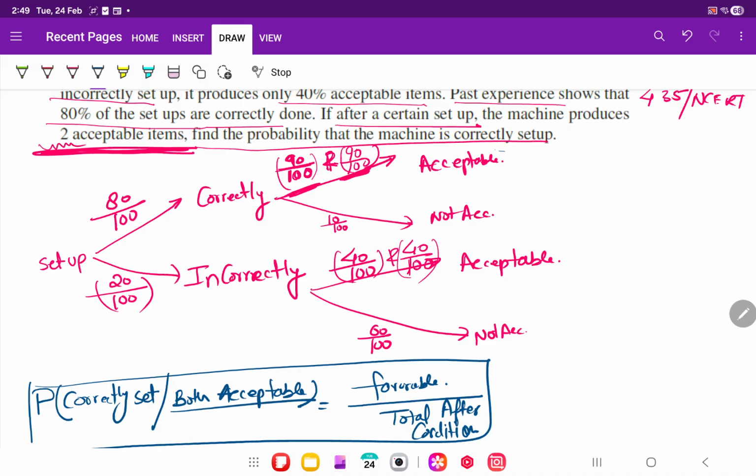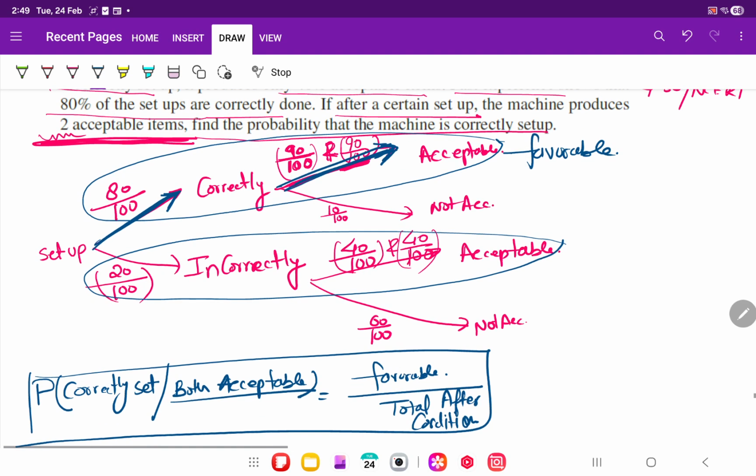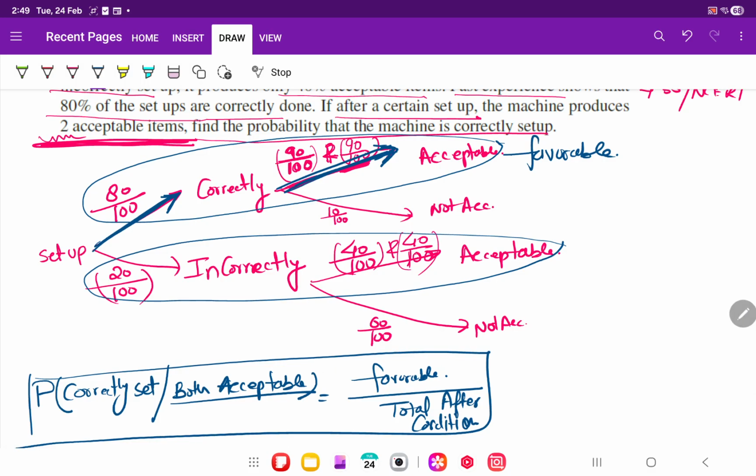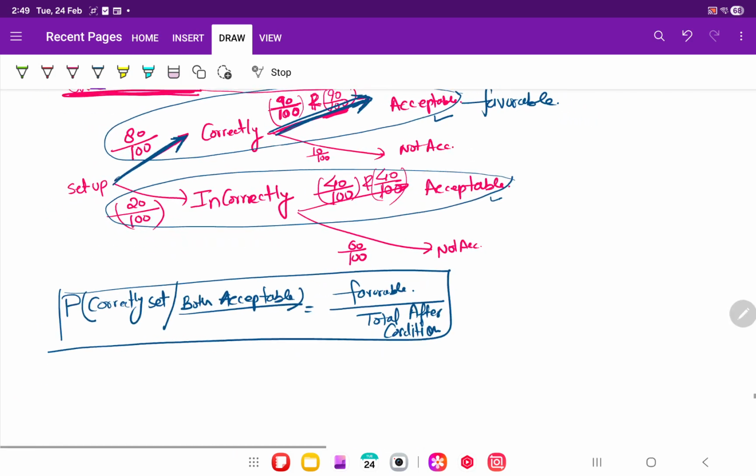So this is one possibility, that it is correctly set up and acceptable, or the second possibility, incorrectly set up and acceptable. These two are the possibilities. Out of that, this is favorable because they want the machine to be correctly set up and both products to be acceptable, good products. So the top one is favorable. Okay, so let's try to solve it.